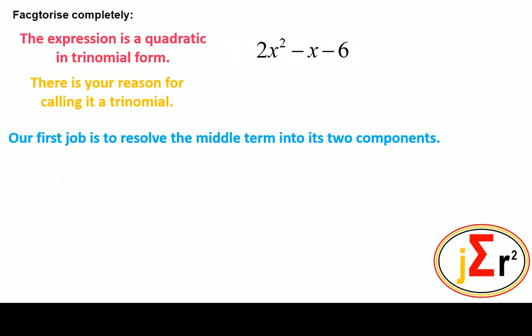Our first job in factorizing this trinomial is to resolve the middle term into its two components. We have a single middle term right there. We need to resolve that middle term into its two components. And what is the process that we go through in order to do this?